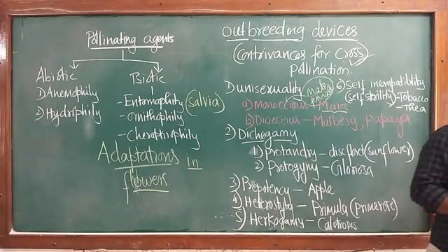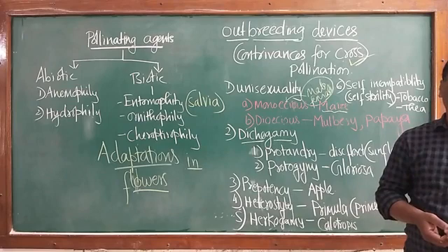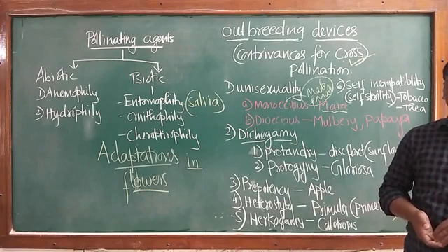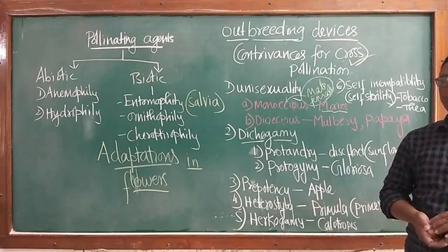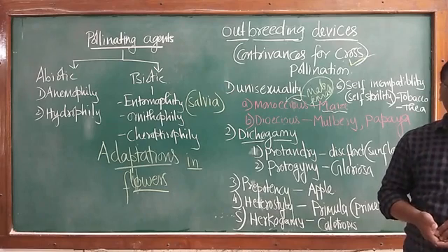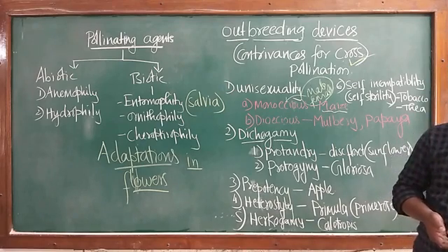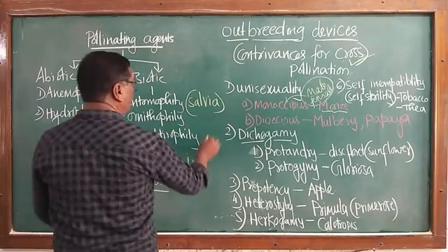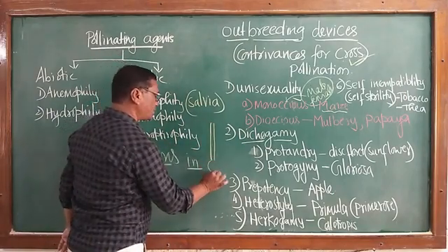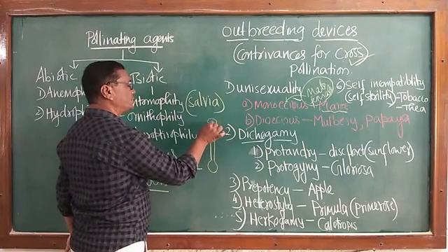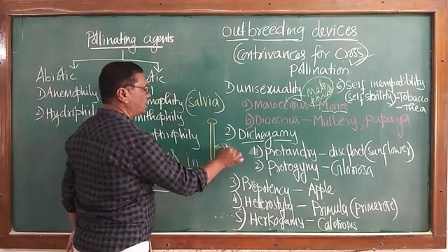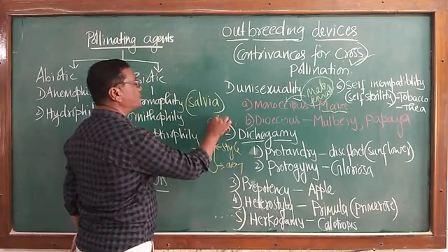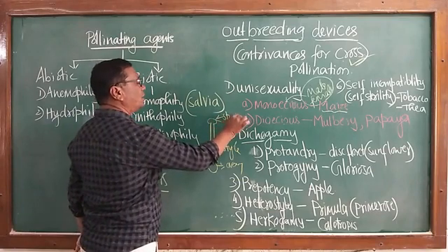Fourth one, heterostyly or heteroandry. Heteromorphological characters. Morphologically, within the plants, there are flowers which have different lengths of the style. Now we know that ovary, style, stigma. This is style. This is ovary. And this is stigma. These are the parts of a typical carpel.